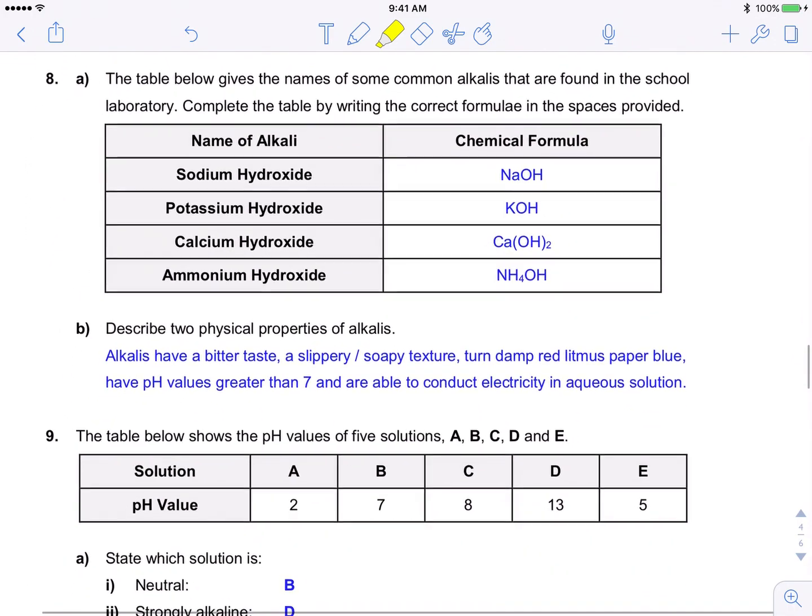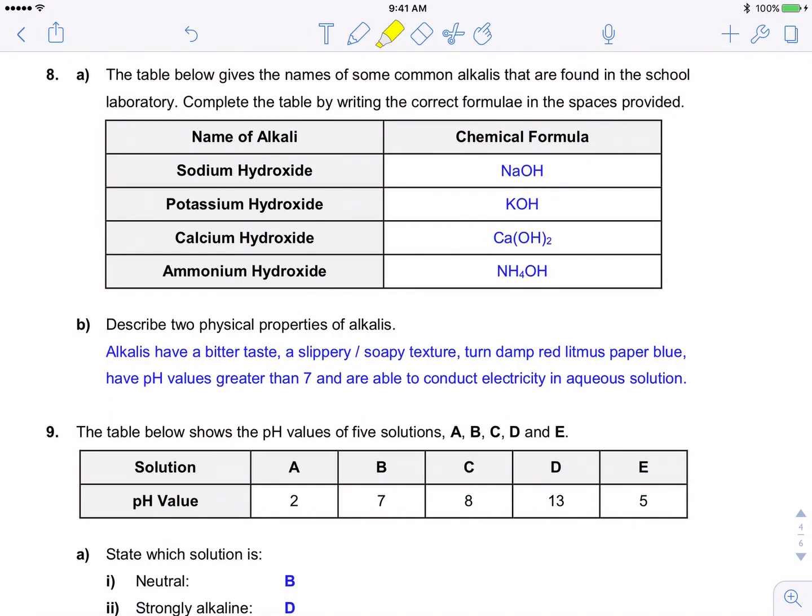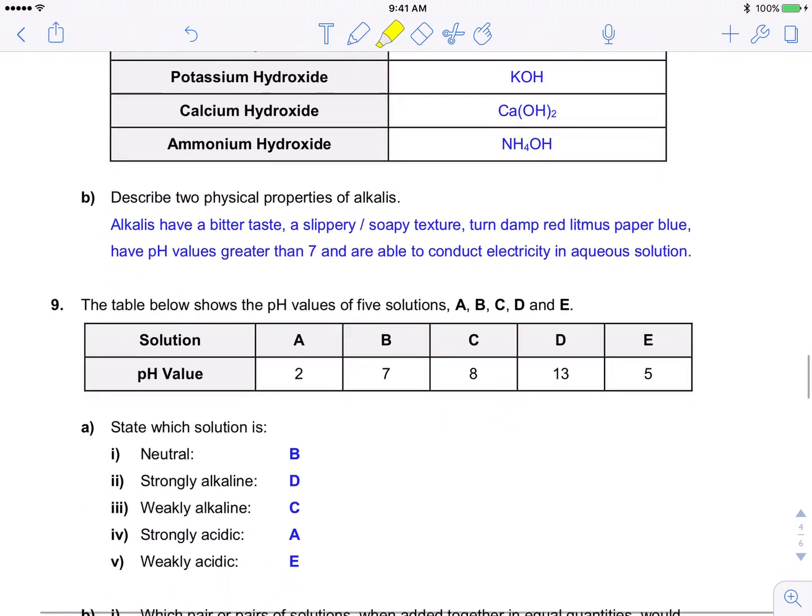Okay, question 8. Just write the formula, nothing to go through. 8b, two physical properties, also just read your notes. Pick any two. Okay.